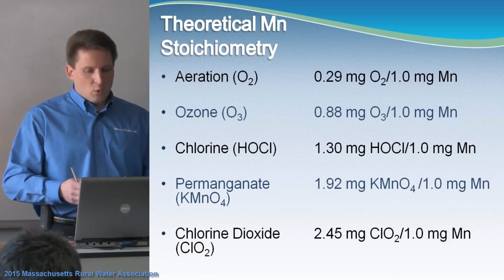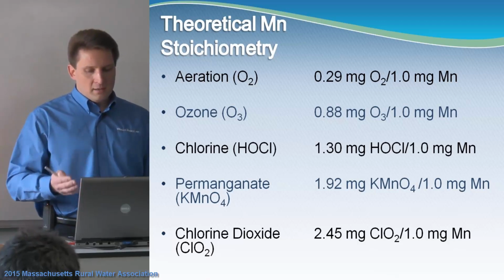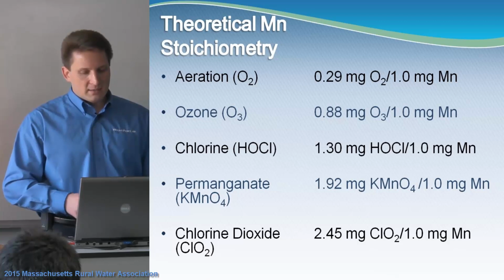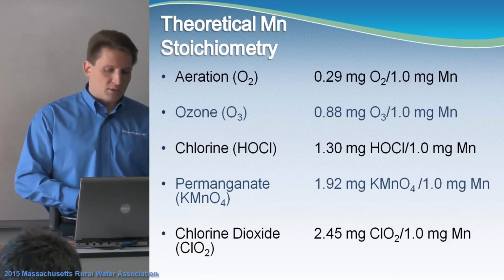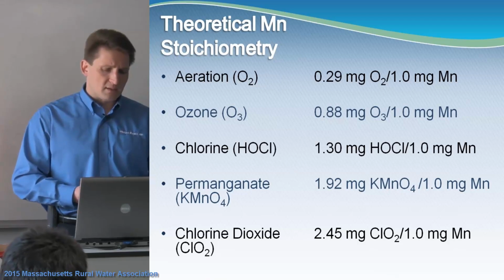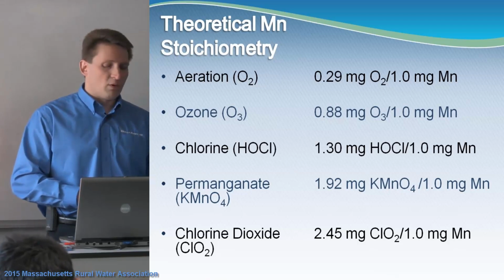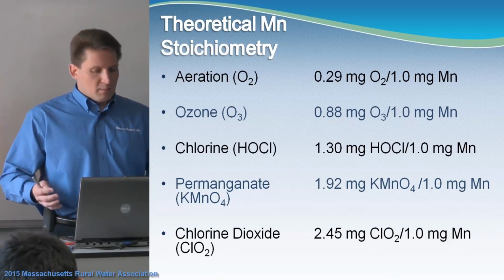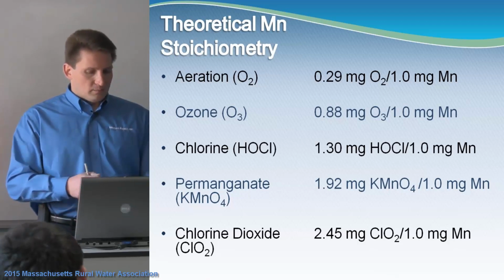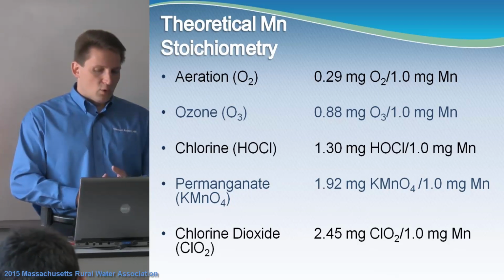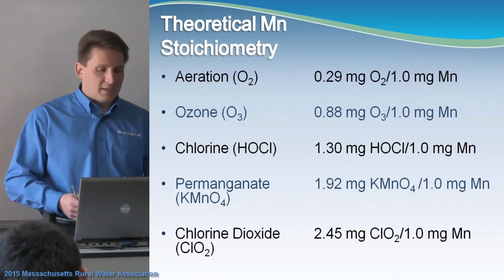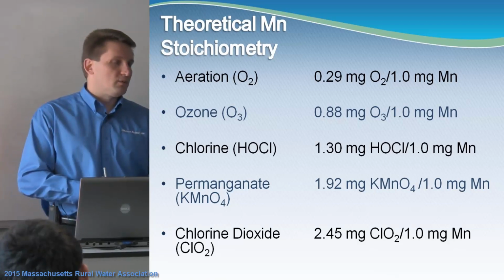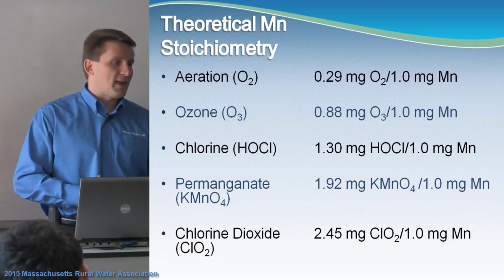And going down the list for ozone, you need about 0.88 milligrams per milligram of manganese, chlorine 1.3, permanganate 1.92, and all the way down to chlorine dioxide at 2.45. Some of you might be thinking, wow, I thought chlorine dioxide and chlorine were very strong oxidants, much better than air and things of that nature. And it is true, they are a little more effective at oxidizing manganese.